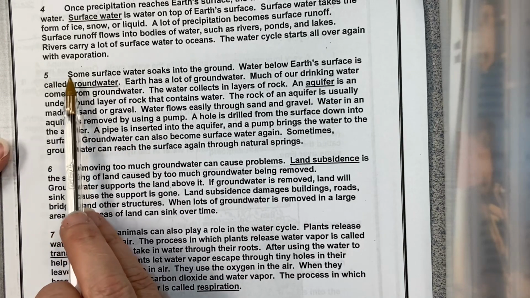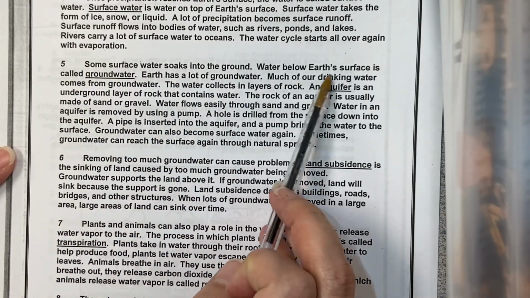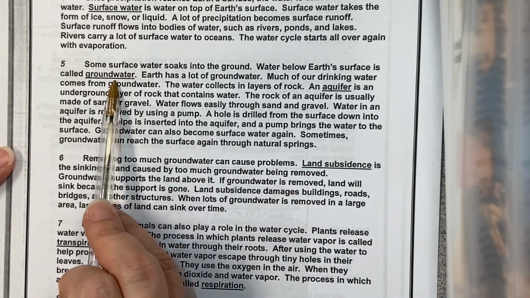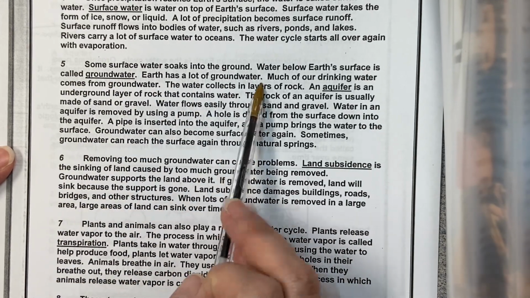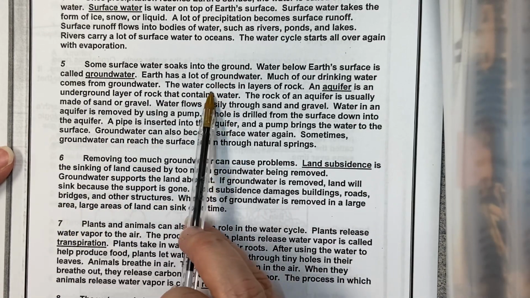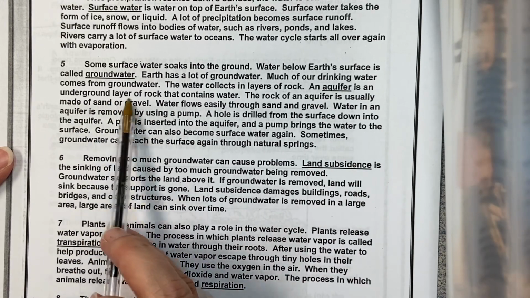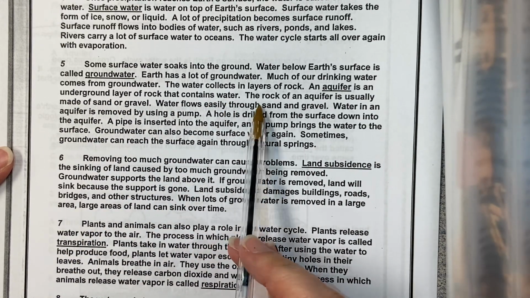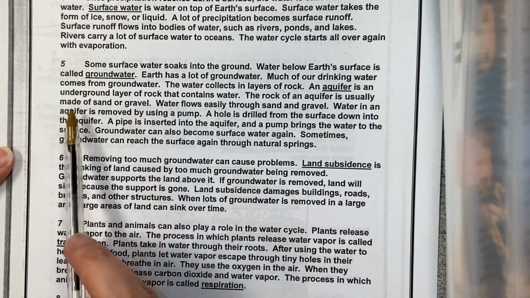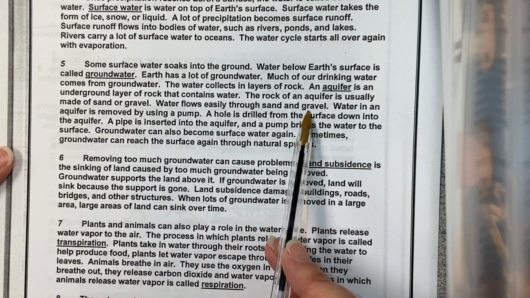Paragraph 5. Some surface water soaks into the ground. Water below Earth's surface is called groundwater. Earth has a lot of groundwater. Much of our drinking water comes from groundwater. The water collects in layers of rock. An aquifer is an underground layer of rock that contains water. The rock of an aquifer is usually made of sand or gravel. Water flows easily through sand and gravel.